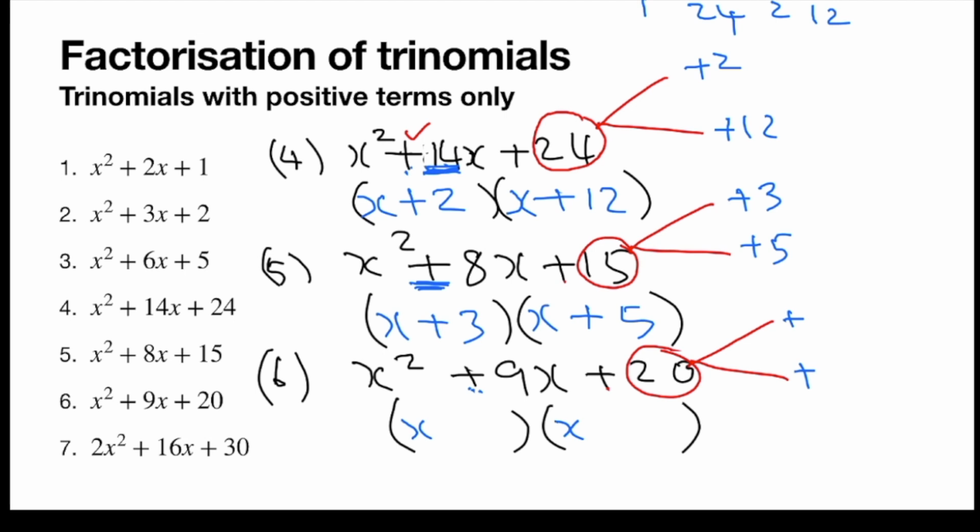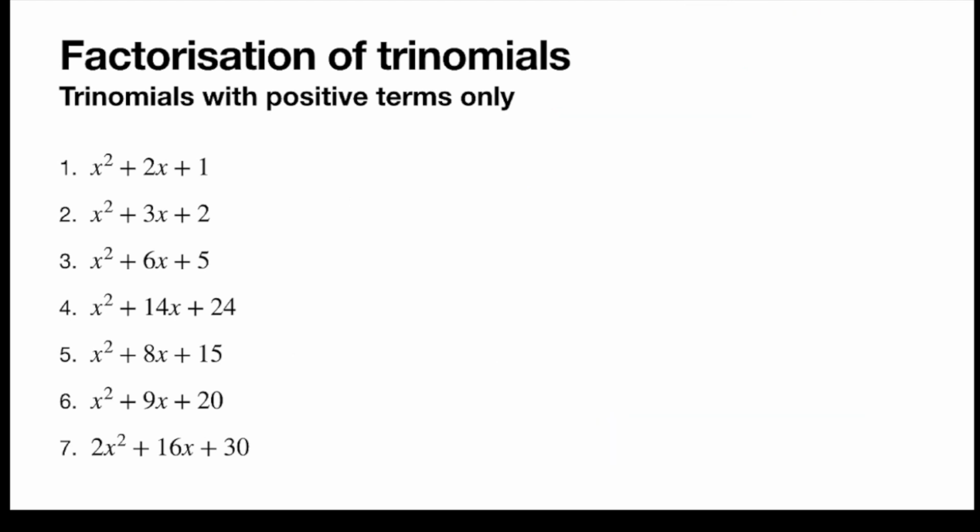All right. Then think of two numbers. You times them together, they give you 20. But you add them together, they give you 9. And those numbers should be 4 and 5. So plus 4 and plus 5. So the plus 4 anywhere there and the plus 5 anywhere there. All right. Let's look at the last one. Then you can try some questions.